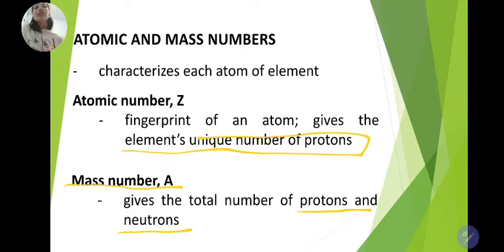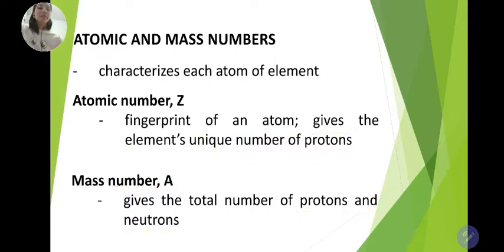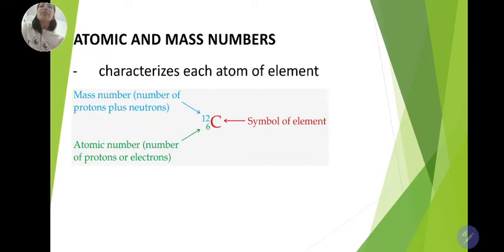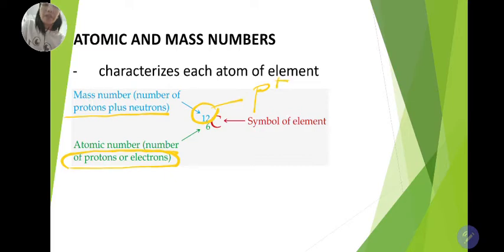So medyo magkakaroon din tayo ng konting computation lang naman dito, determination of atomic number and mass number, I mean. So for example, we have the carbon atom. We have the mass number 12, which represents the number of protons plus neutrons, and then the atomic number, the number of protons or electrons. So kapag 12 yung mass number niya, ibig sabihin 12 is the number of protons plus neutrons. Ito yung laman ng atomic nucleus, di ba? And then, this is the symbol of the element. We have carbon for this example. Then, yung atomic number 6, it means we have 6 electrons and 6 protons. Okay?